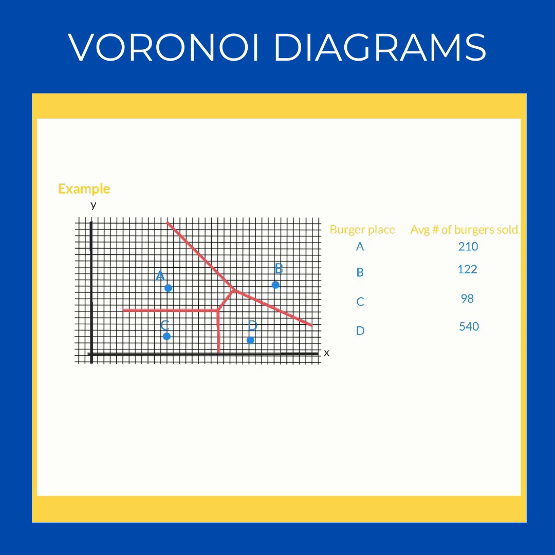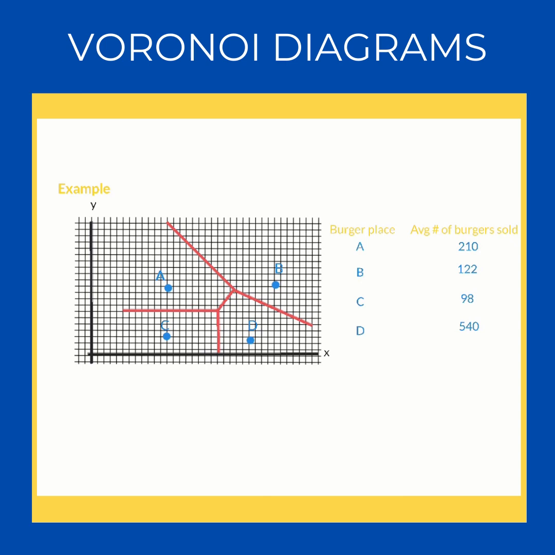We have the average number of burgers sold for each burger place. For A I have 210, for B I have 122, for C I have 98, and for D I have 540. Now, how can we construct this Voronoi diagram?